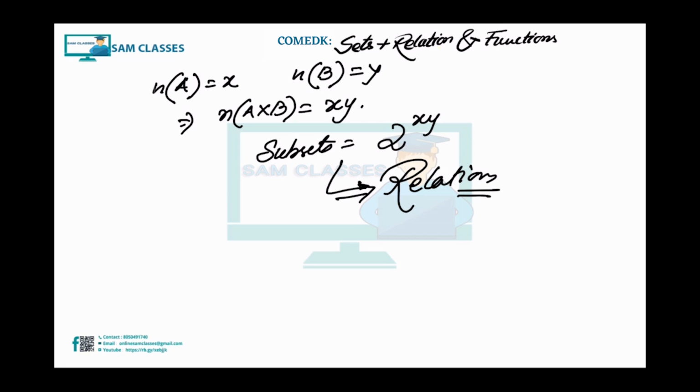What is the Cartesian product of two sets? And from there, what is a relation? What is a domain, codomain, and what is a range? And along with that, how many relations we have. Clear? So very simple formula.